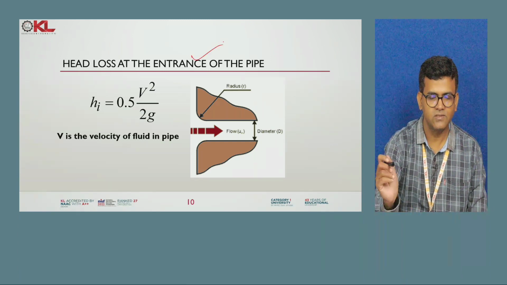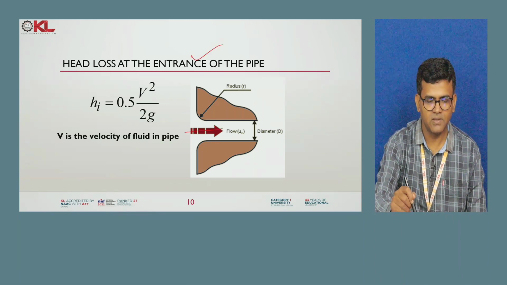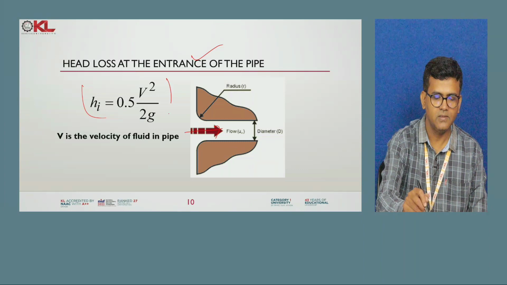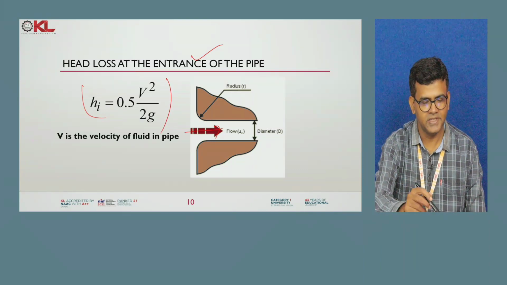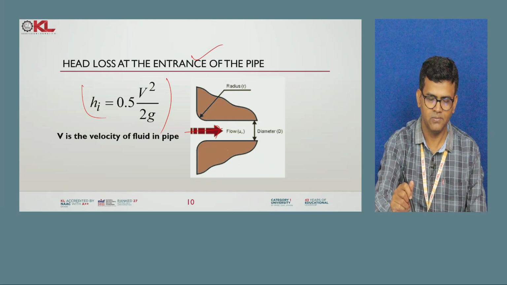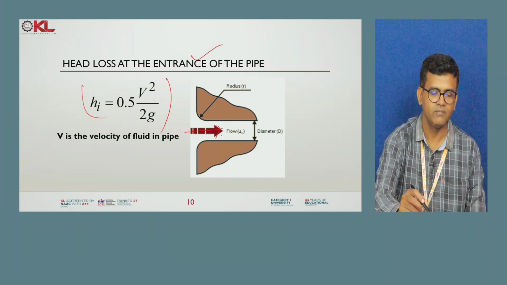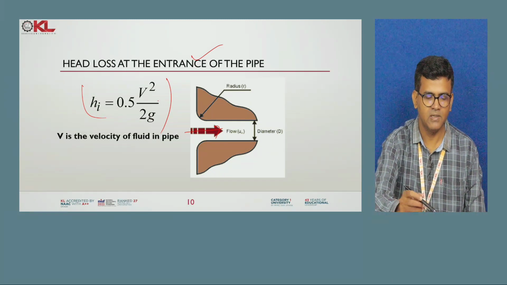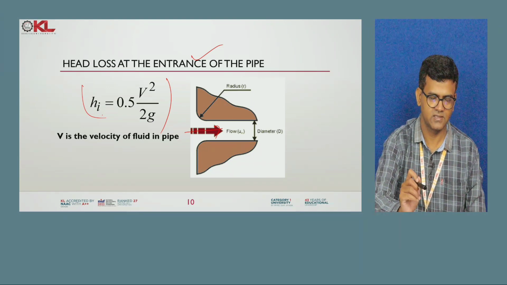At the entrance of the pipe, head loss can be written as 0.5 v square upon 2g, where v is the velocity in the pipe flow at the entrance. So using this formula we can compute the head loss at the entrance.